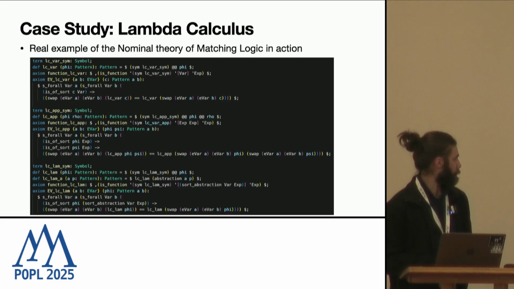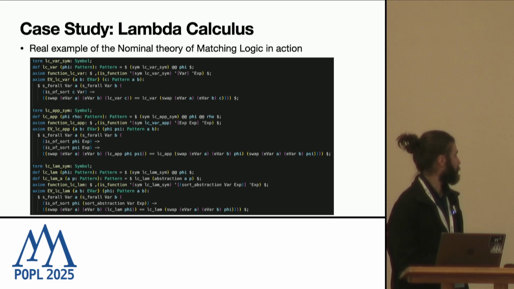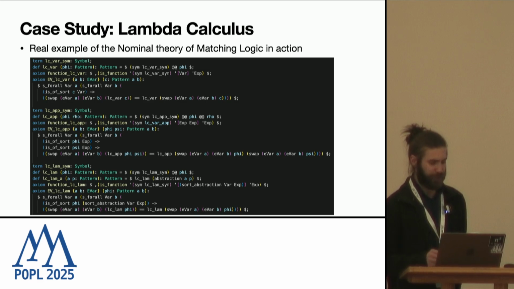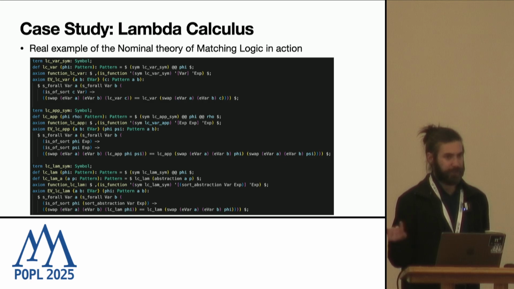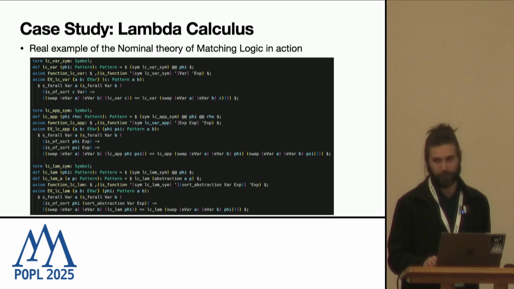This is another real example of what our nominal theory looks like in matching logic for lambda calculus. I know it's a huge wall of text. I don't expect you to understand what's here. This is just to give you an idea of what it looks like. So the idea is that for each of the constructors of lambda calculus, we define it as a symbol in matching logic. We have an axiom that gives it its arity. As I mentioned before, we work in applicative matching logic, so we need to do this. And then we have another axiom for equivariance. And I will talk a bit more about this later.